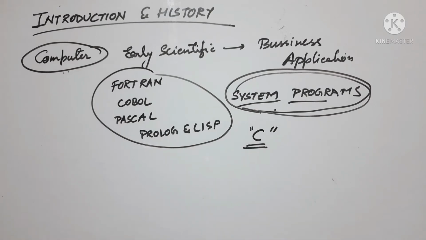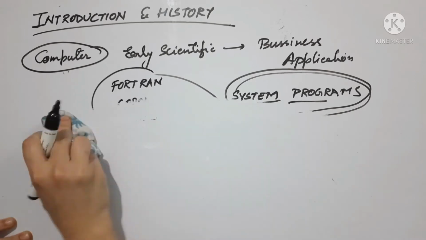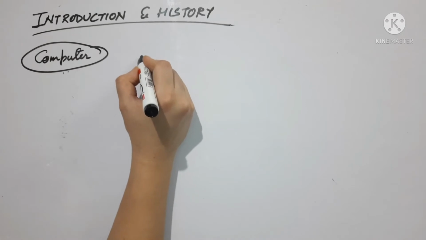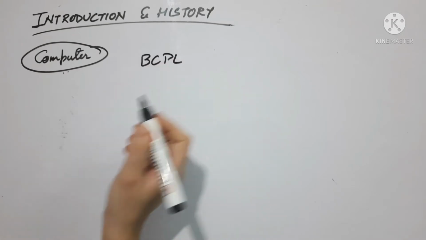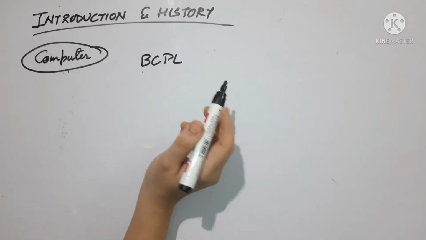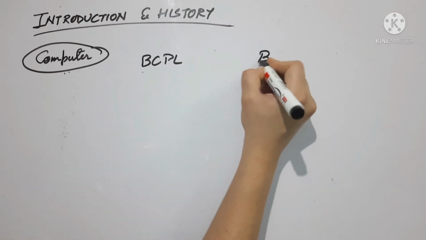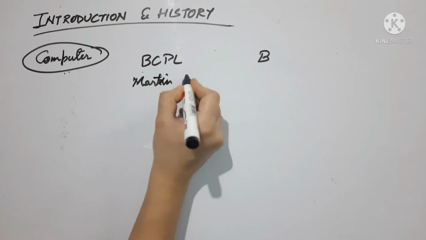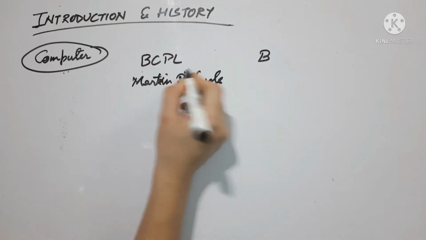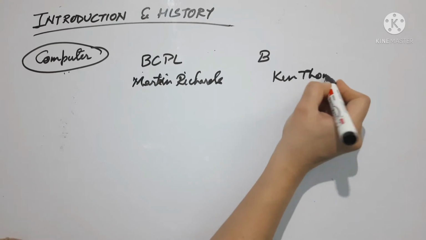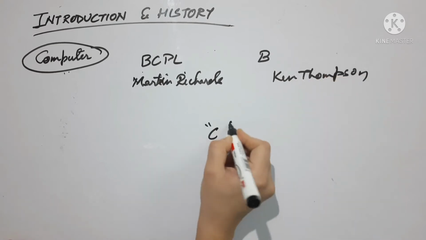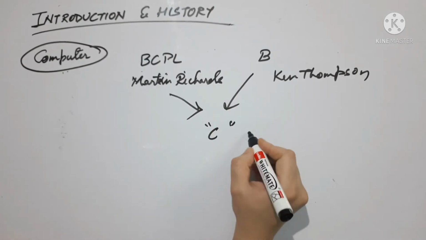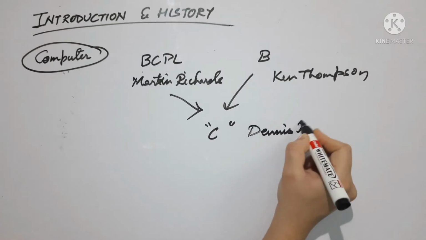Now if we go for the history of C programming language, initially a language called as BCPL was developed, that is Basic Combined Programming Language. This was developed, as well as B language was developed. BCPL by Martin Richards and B language was developed by Ken Thompson. Our C language is derivation of these two programming languages, and the father of C language is Dennis Ritchie.